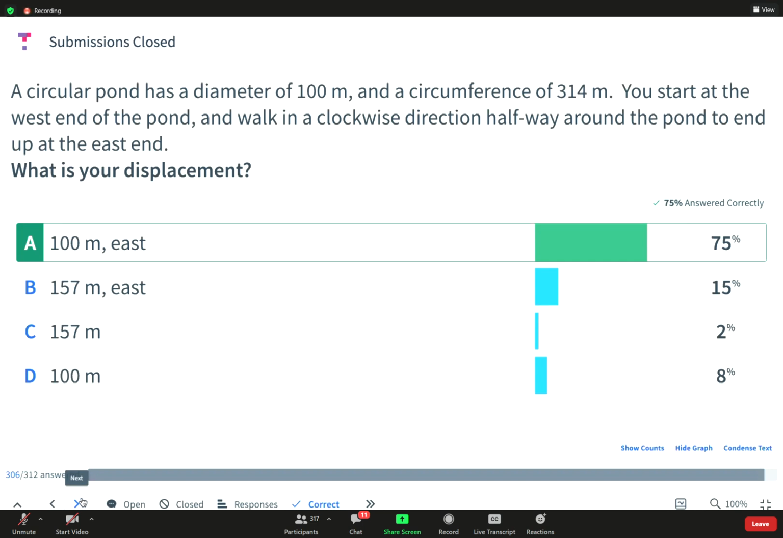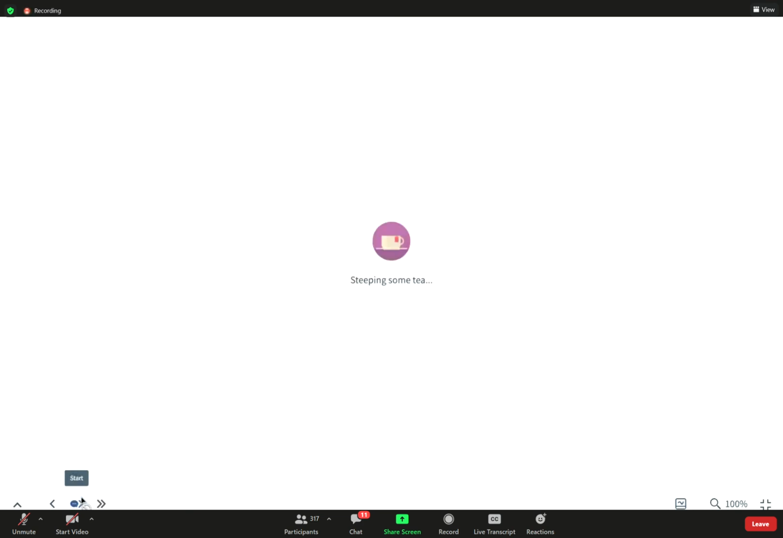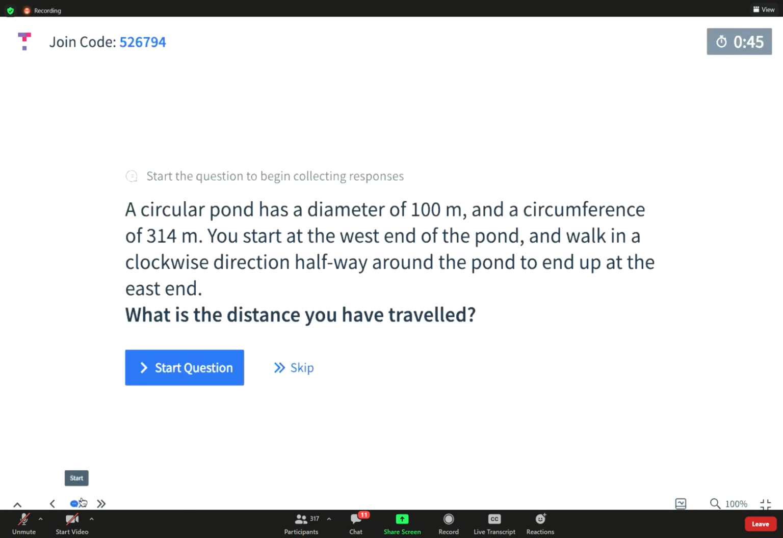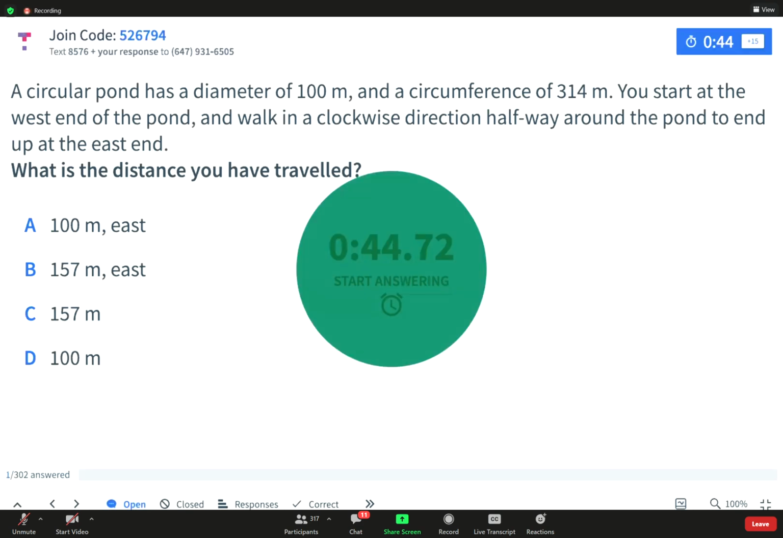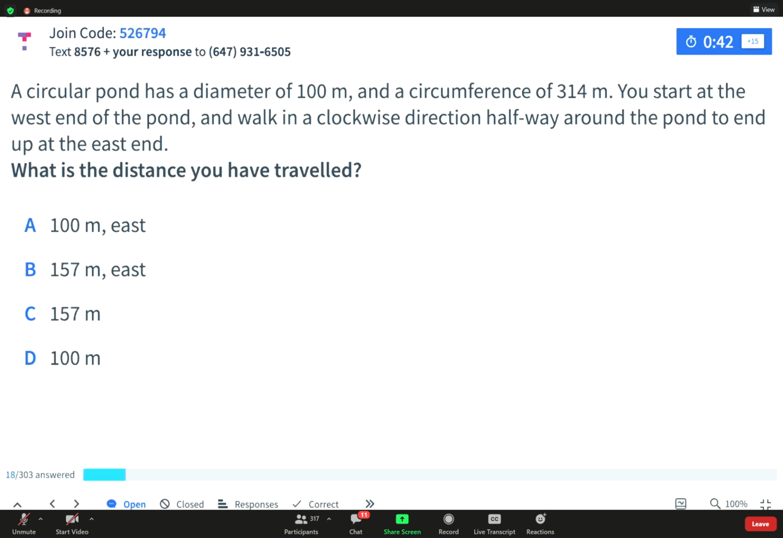Excuse me, just want to confirm, is distance a scalar, right? Yes, distance is a scalar quantity. Okay, thank you so much. You're welcome. With that in mind, that leads us to the next in-class voting question, where we have the same situation, but now we want to know what distance you have traveled going halfway around the pond. We have the same answers, and you have another 45 seconds to answer the question.